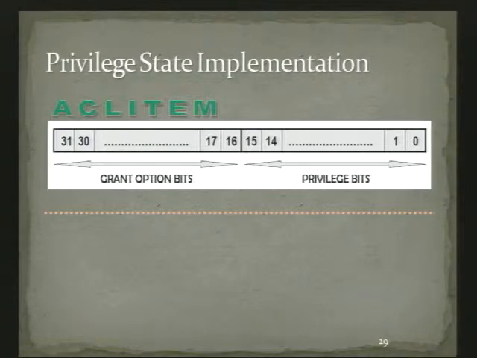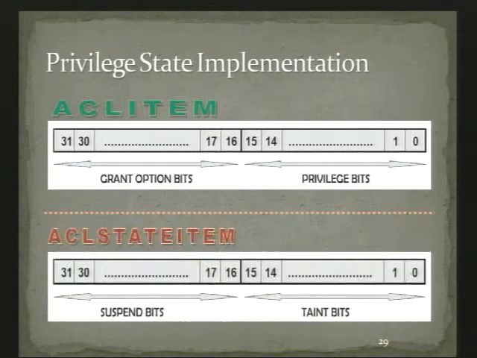So you can pack everything in a 32-bit integer. We just extend that: we use the same data structure for privileged states, and we have another data structure called ACL state item, where if a particular bit, let's say bit number 1, which is equivalent to the bit mask of select privilege, is set, it's tainted, and similarly for the suspended bit. And you attach this again to the database objects in the database.